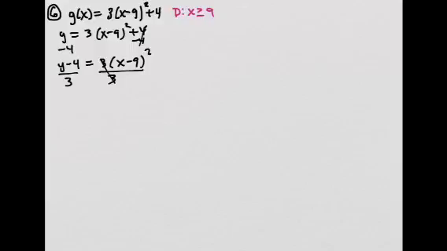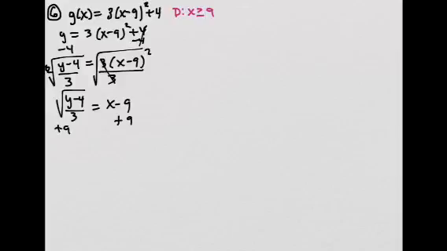So what we're going to do next is take the square root of both sides. Oh, I don't need a 2 there, sorry. Let's take a square root. And so what happens is I have the square root of y minus 4 over 3 equals x minus 9. The inverse of squaring is taking the square root. So now you have x minus 9. So now we add 9, and now x is by itself.